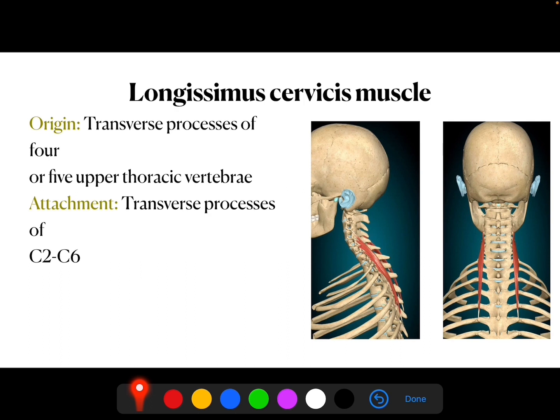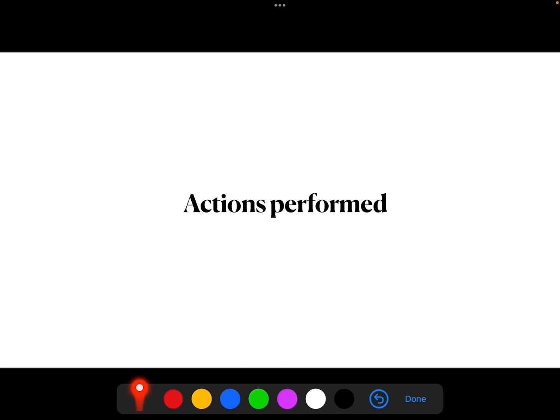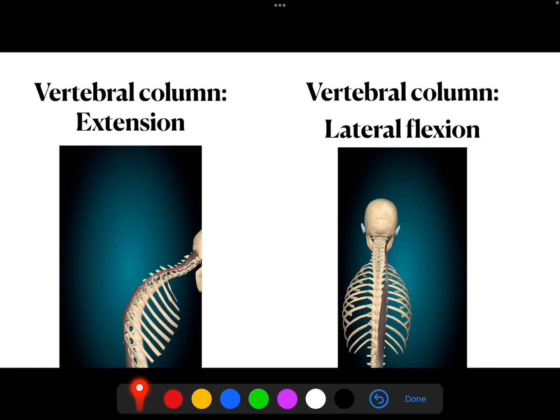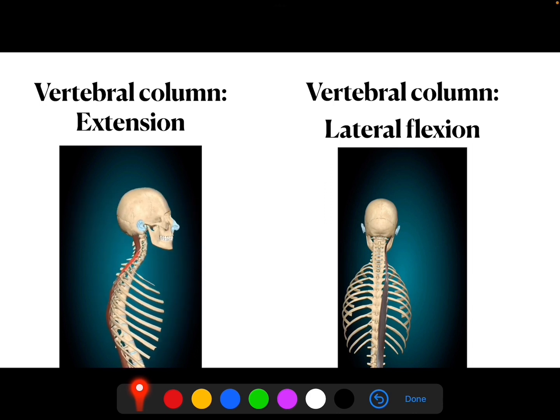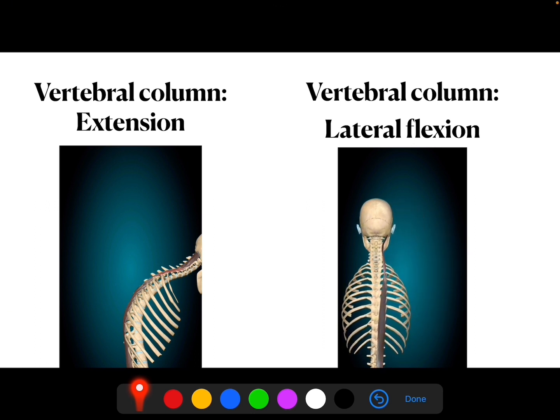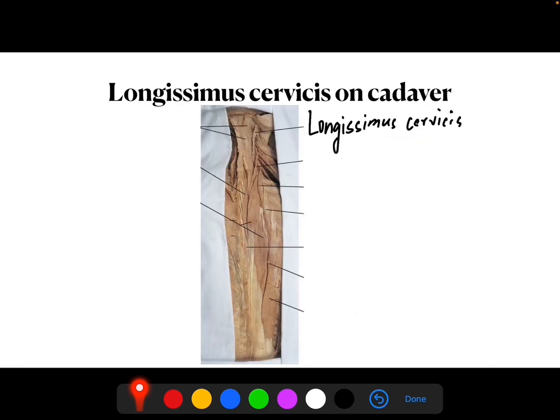Longissimus cervicis muscle. It originates at the transverse processes of 4 or 5 upper thoracic vertebrae and attaches at the transverse processes of C2 to C6. Actions performed by this muscle: extension of vertebral column, lateral flexion of the vertebral column. This is what it looks like on the cadaver.